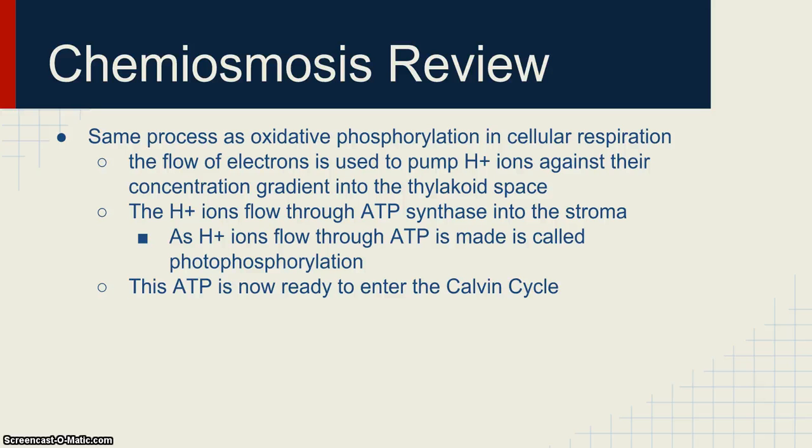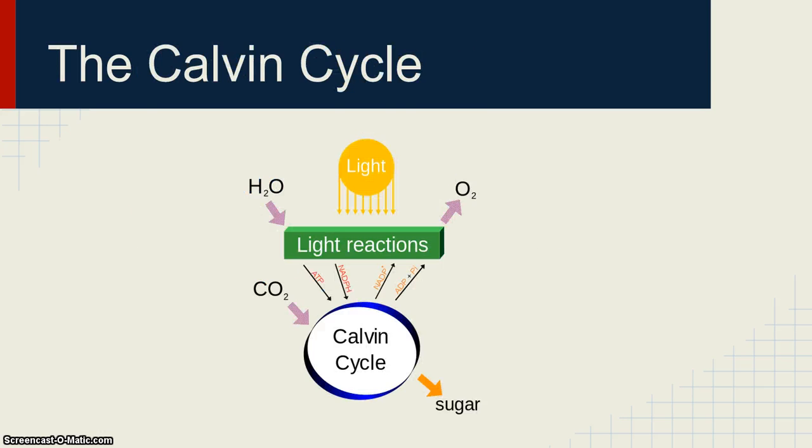Those hydrogen ions are flowing down, giving them potential energy, which then can make the ATP synthase turn and make ATP. So as hydrogens flow through, the ATP is made through photophosphorylation. So through the light energy, we are able to make the ATP. This ATP now is ready to be used in the Calvin cycle.